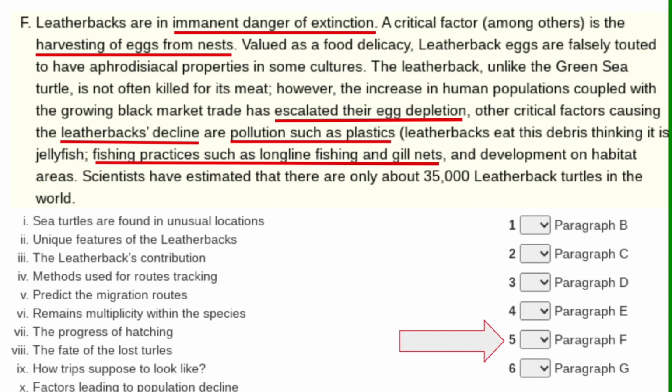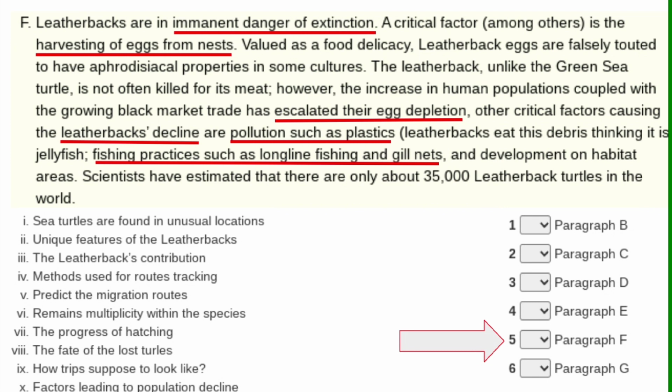Sea turtles are found in unusual locations. It's not talking about where they're found. Unique features of the leatherbacks. It's not talking about the features of the leatherback at all. The leatherback's contribution? No. Methods used for routes tracking? No. Predict the migration routes? It's not talking about migration. Remains multiplicity within the species? Not quite sure what that means, but it's definitely not the paragraph we've just read.